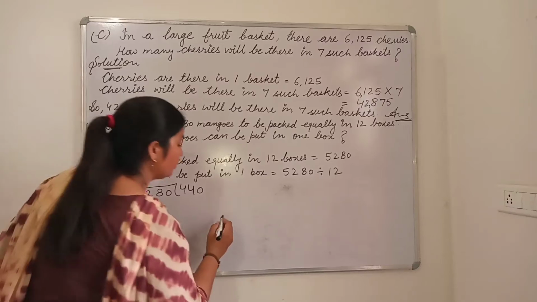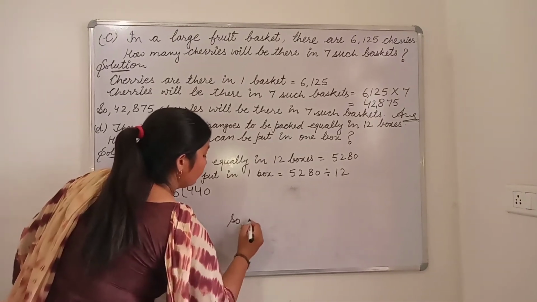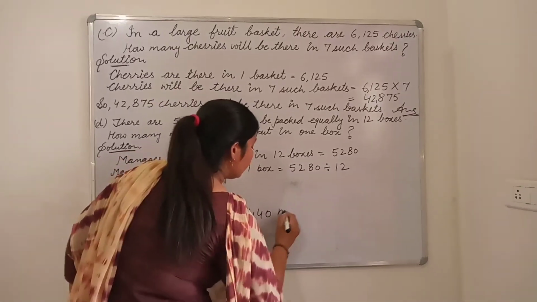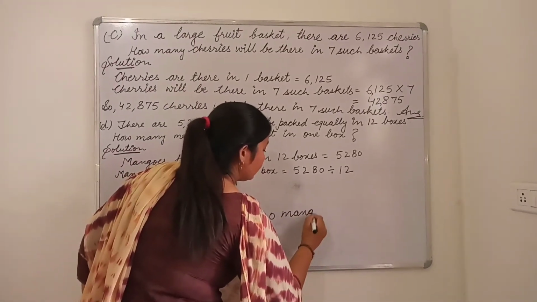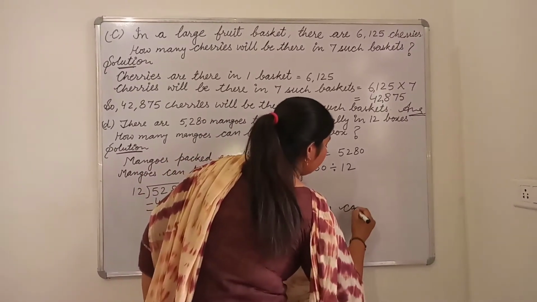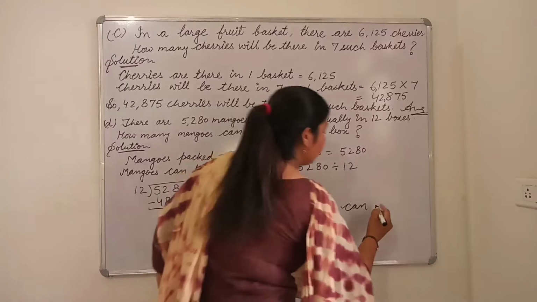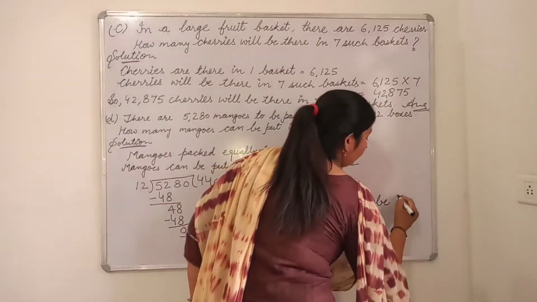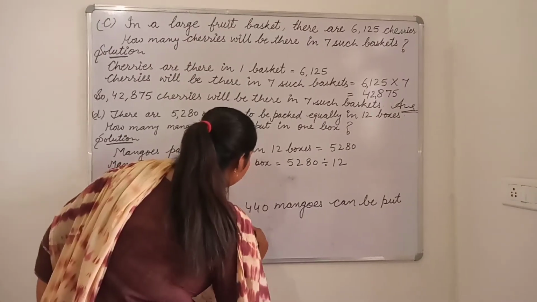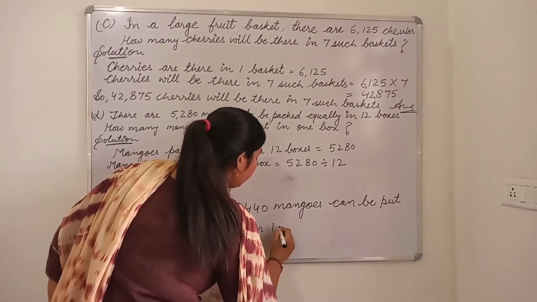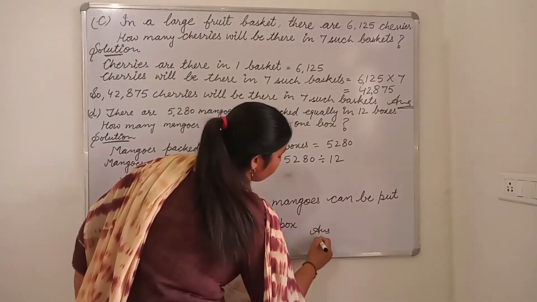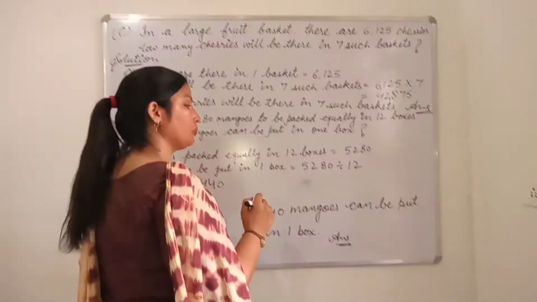So 440 mangoes can be put in one box. That's your answer. Okay. These many mangoes we can put in one box.